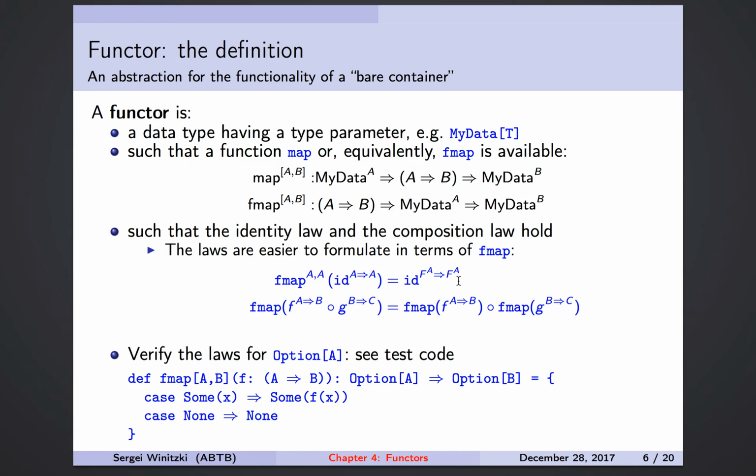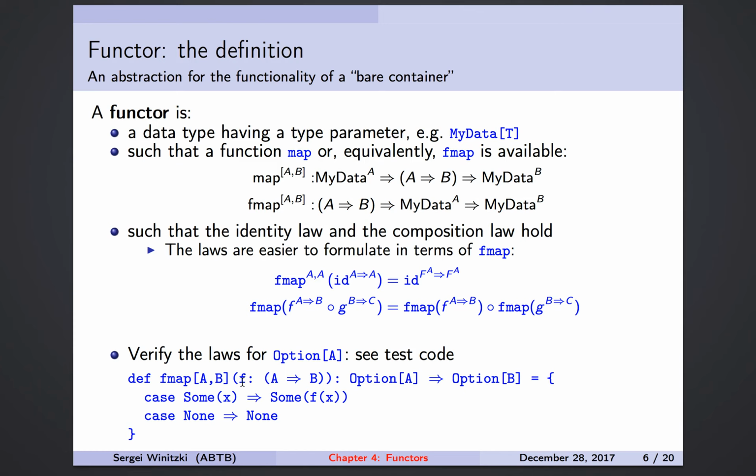So you can simplify your code. For instance, if you discover that this function g is identity, you can omit it from the code, and the code will still be working. And that's not the case if this law is violated. So let us go to actual code demonstration to verify the laws for the option.